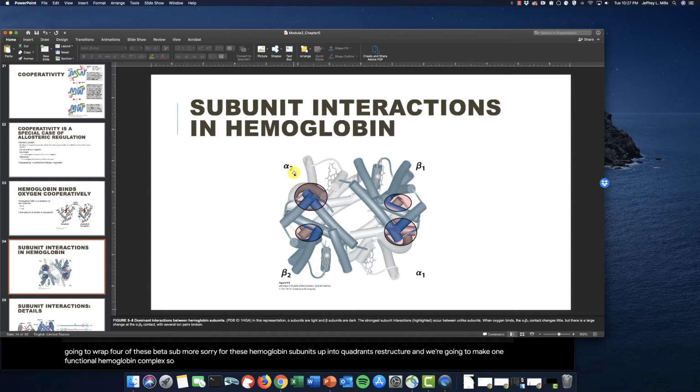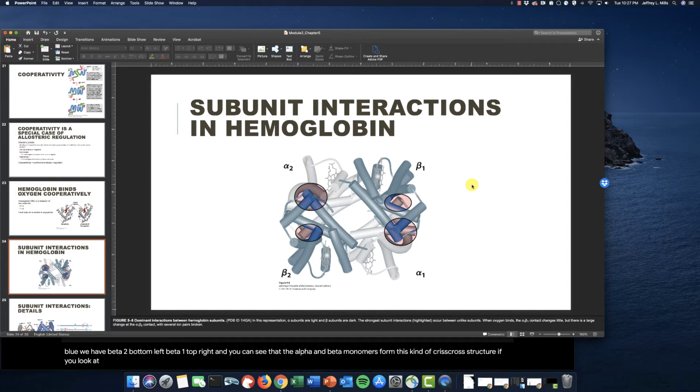So here we have alpha in gray. There's alpha 2 in the top left. Here's alpha 1 in the bottom right. Then in blue, we have beta 2, bottom left, and beta 1, top right. And you can see that the alpha and beta monomers form this kind of crisscross structure.